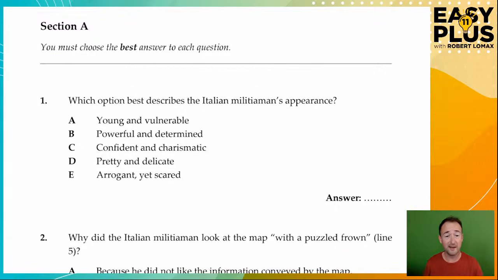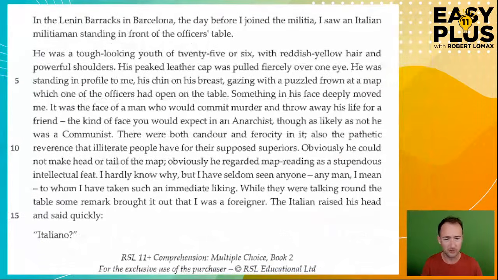Before we look at the options, let's look at the text and find where the relevant information is likely to be. We'll be skipping to and fro between the text and the questions a lot during this lesson, and those of you who know my lessons will be used to that by now. So, in the Lenin barracks in Barcelona the day before I joined the militia, I saw an Italian militiaman standing in front of the officer's table. He was a tough-looking youth of 25 or 6 with reddish yellow hair and powerful shoulders. His peaked leather cap was pulled fiercely over one eye. He was standing in profile to me, his chin in his breast, gazing with a puzzled frown.